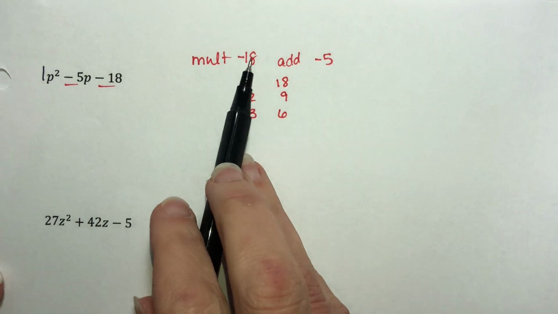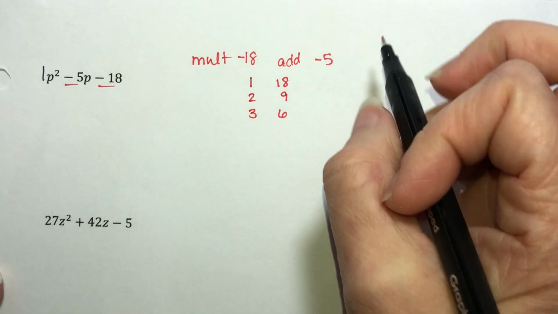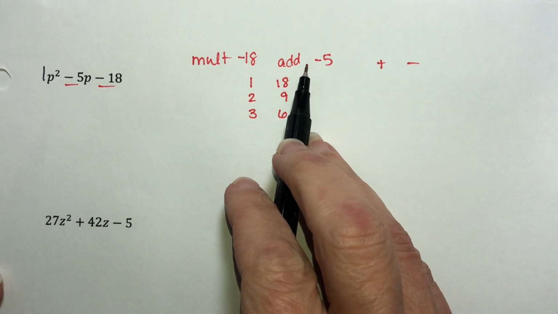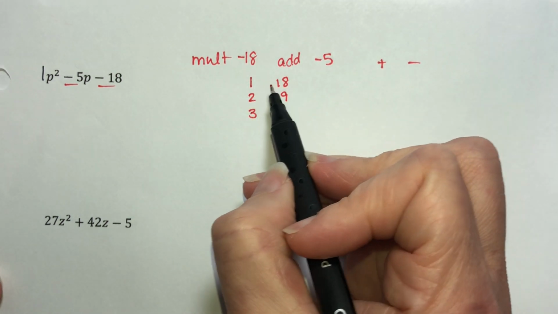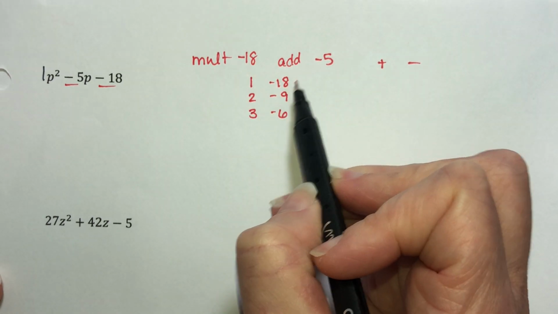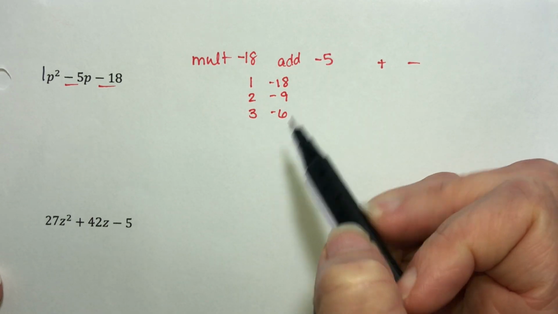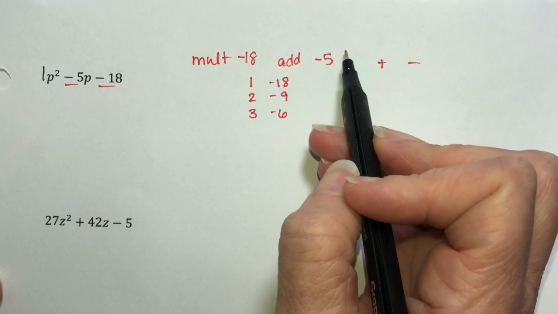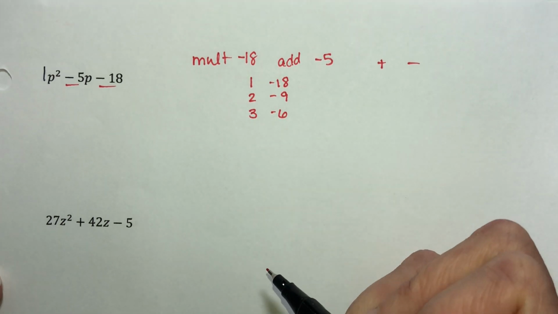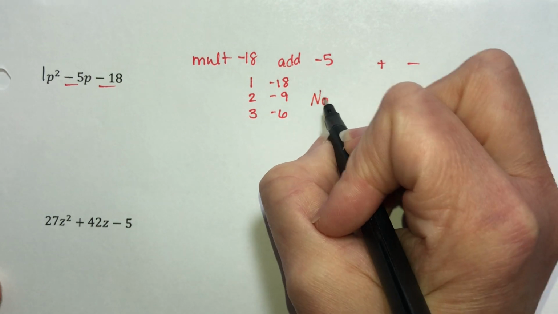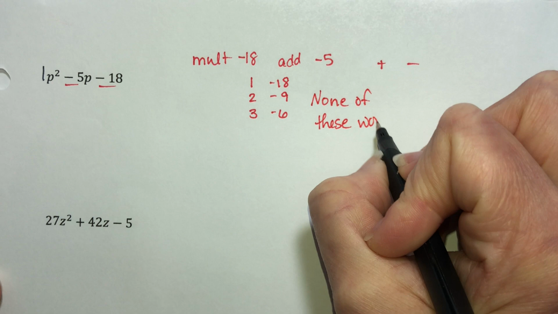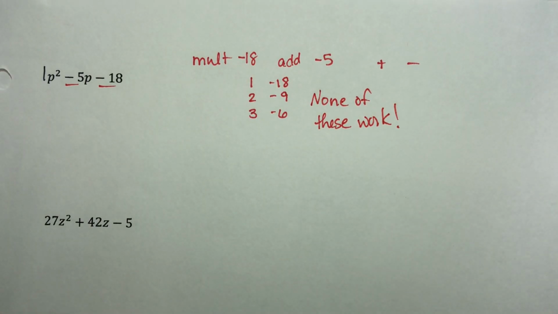Okay, so if I'm multiplying to a negative 18, that means I have a positive and a negative. Okay, and then if I'm adding to a negative, that means my larger number is the negative. So it would be one of these. Add these together, you get negative 17, not negative 5. Add these together, you get negative 7, not negative 5. Add these together, and you get negative 3, not negative 5. None of these work. So what does that mean?